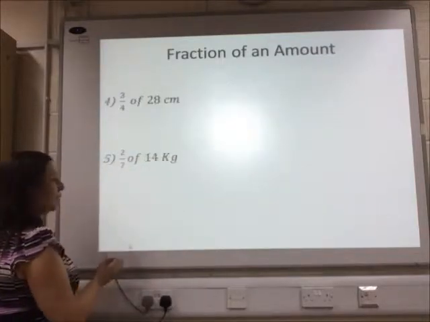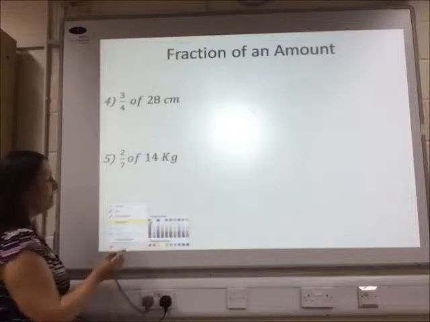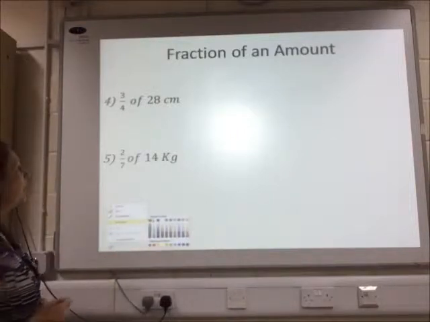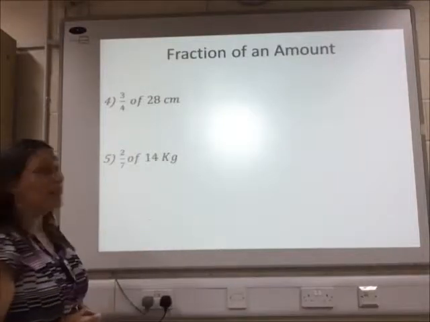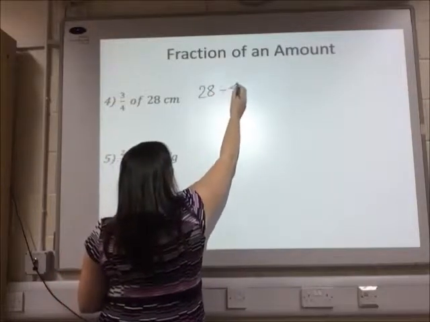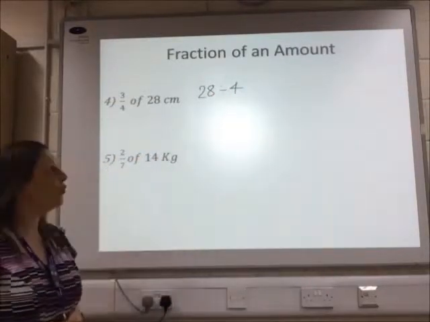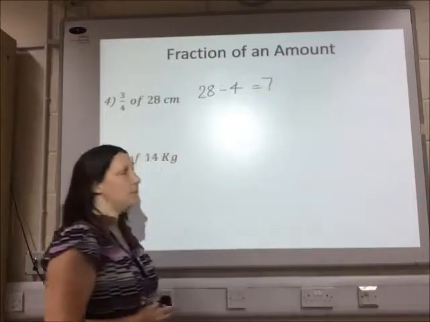A couple more examples for you. Okay, 3/4 of 28 centimetres. So we take the amount, 28, and we divide by the number on the bottom. In this case that is 4. 28 divided by 4 will give me 7.